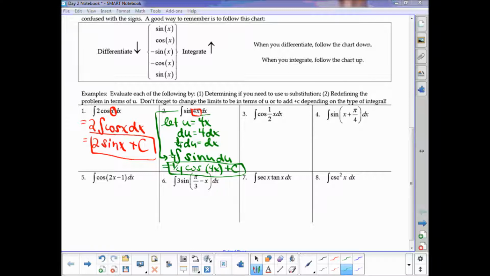Okay. I want you guys to go ahead and try number 3 then. The integral of cosine of 1/2 x dx. And again, note that my argument is 1/2 x, so I am going to need to use the u substitution because there is something more than x there. So go and give that a try.